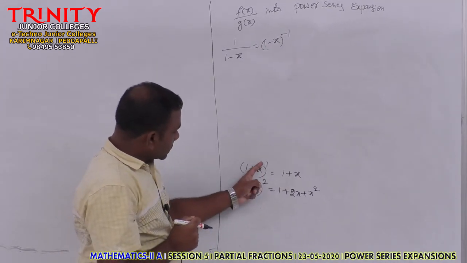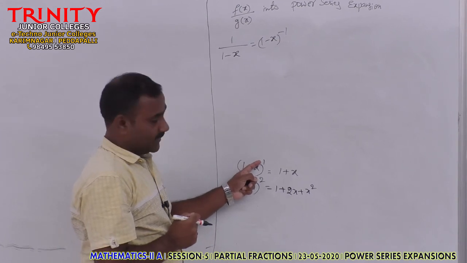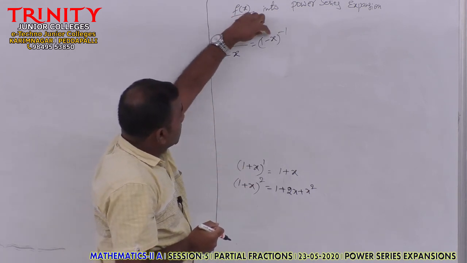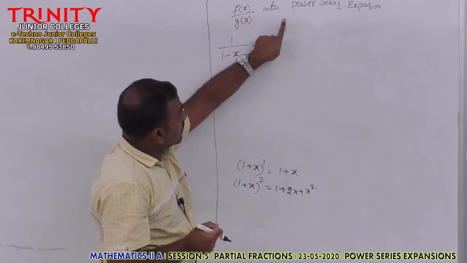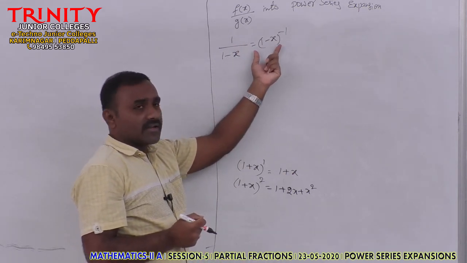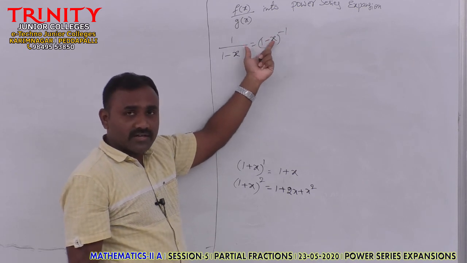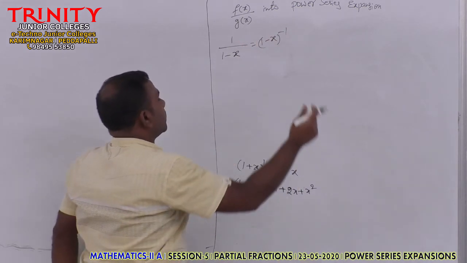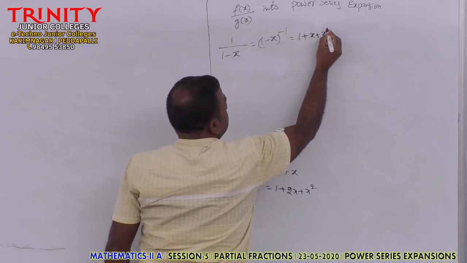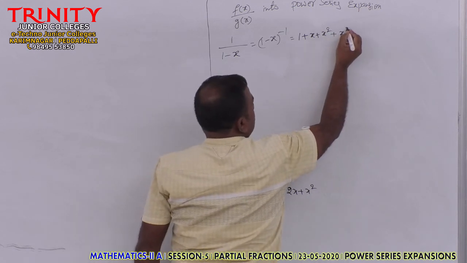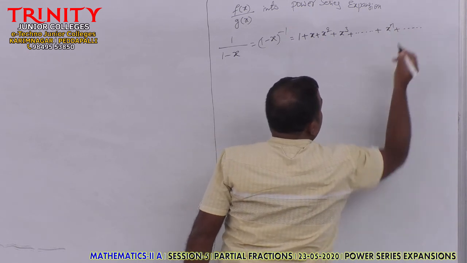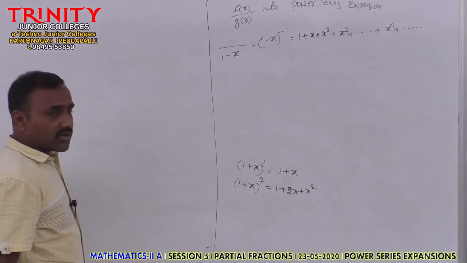Here the power of the expression is a positive integer, then it contains a finite number of terms. But when it comes to 1 minus x whole to the power of minus 1, the power of the expression is not a positive integer. Then this series contains an infinite number of terms. Therefore, it is equivalent to 1 plus x plus x square plus x cube plus so on plus x to the power of n plus so on. It contains an infinite number of terms.